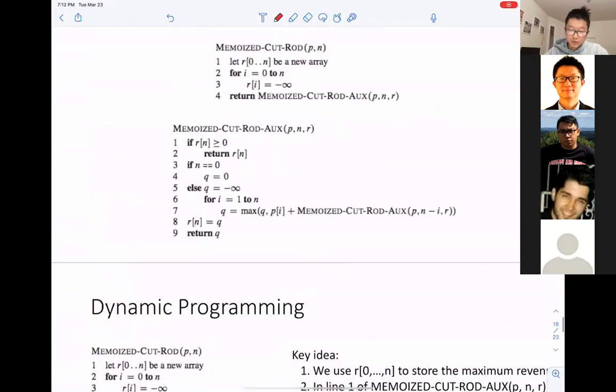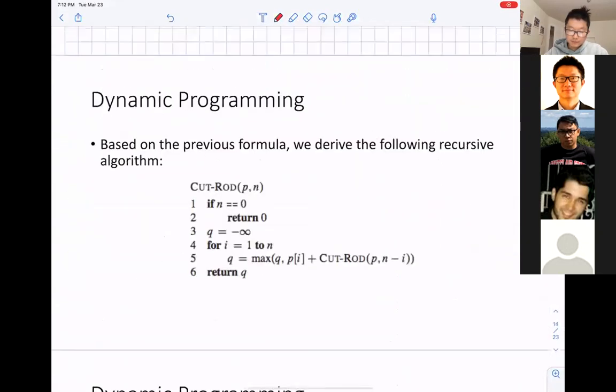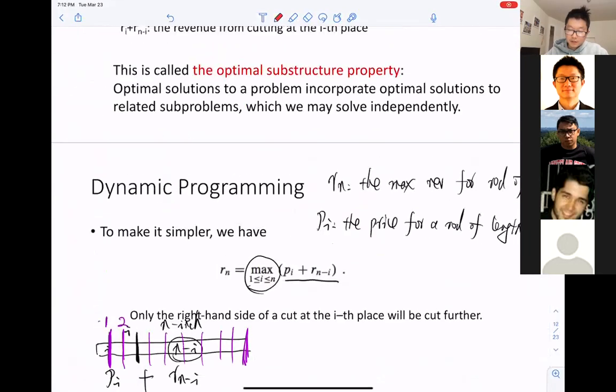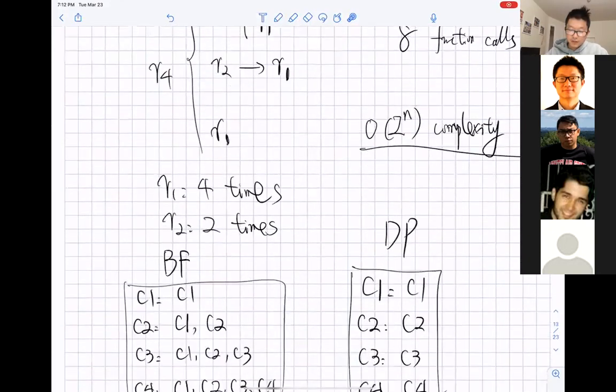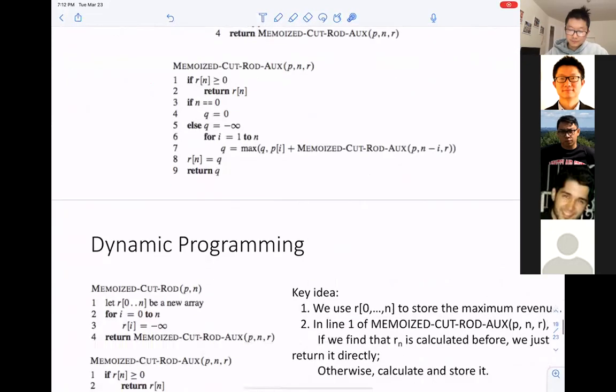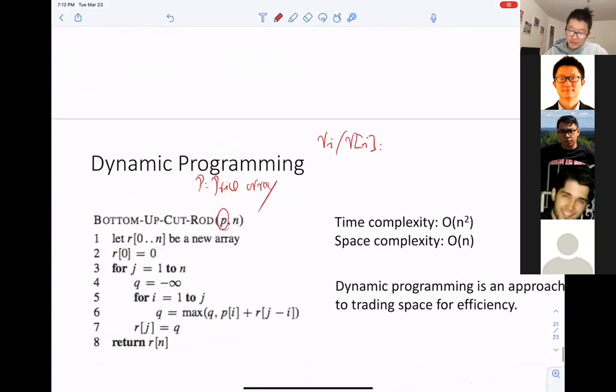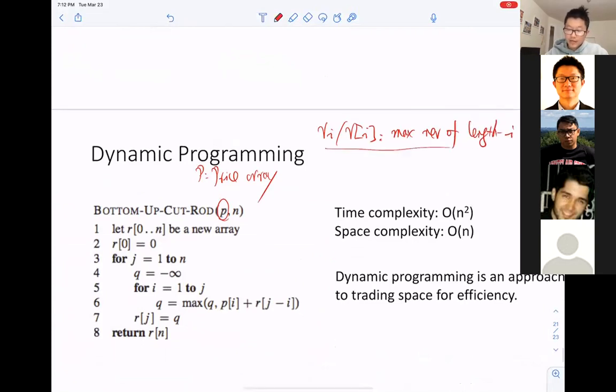If you come back to the previous one, Rn stands for the maximum revenue for a rod of length n inches. So over here, Ri is an array that stores the maximum revenue for a rod of length i. Okay, so this is what we want to get. We want to calculate Rn.